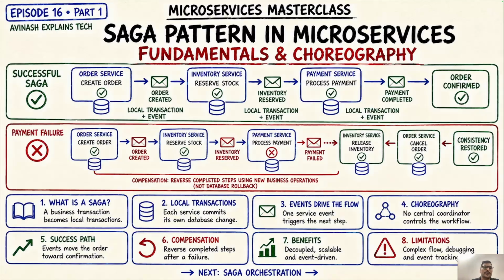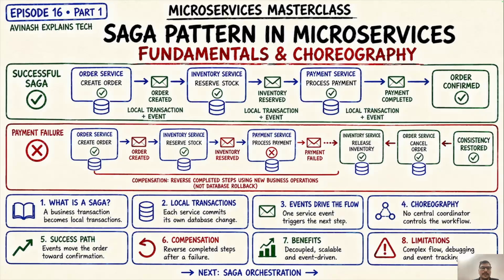Conclusion. Let's quickly recap the complete diagram. A saga converts one distributed business transaction into a sequence of local transactions. Each service commits its own database change and publishes an event. In saga choreography, there is no central coordinator.